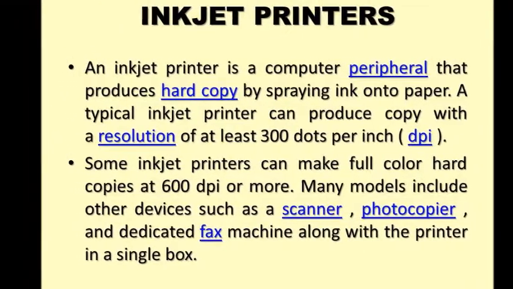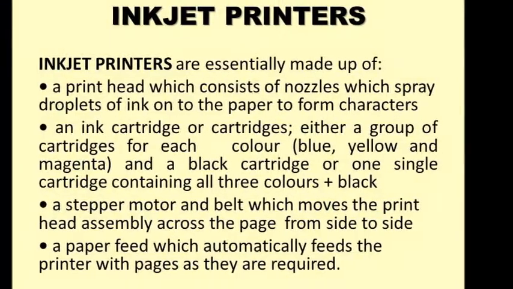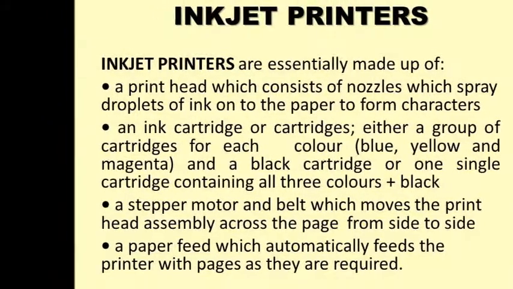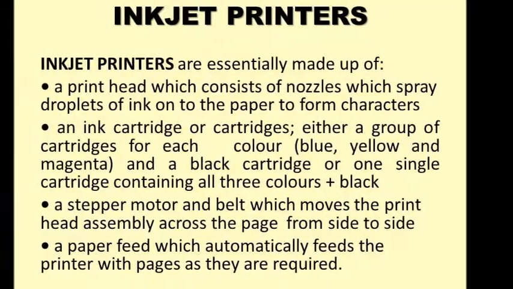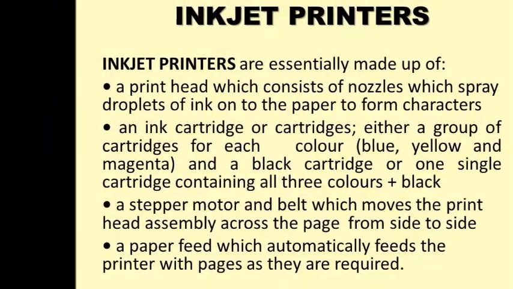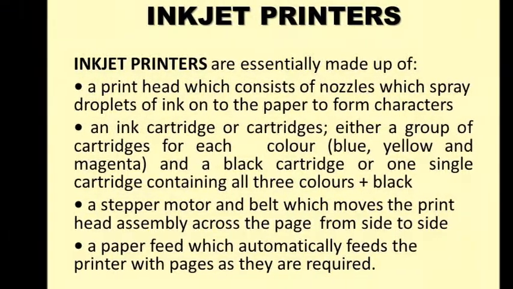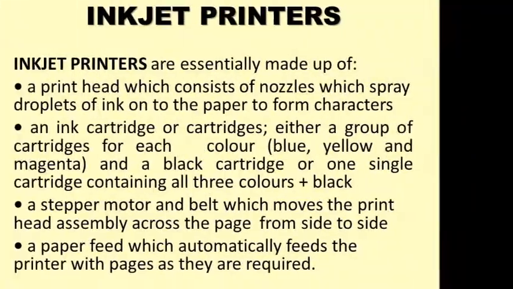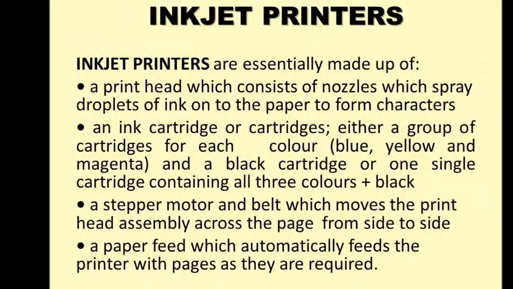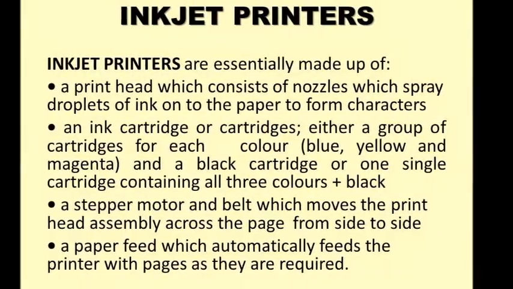Inkjet printers are essentially made up of a print head which consists of nozzles which spray droplets of ink onto the paper to form characters. An ink cartridge or cartridges, either a group of cartridges with one for each color and a black cartridge, or one single cartridge containing all three colors plus black. A stepper motor and belts which move the print head assembly across the page from side to side. A paper feed which automatically feeds the printer with pages as they are required.